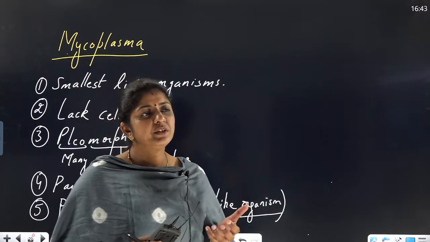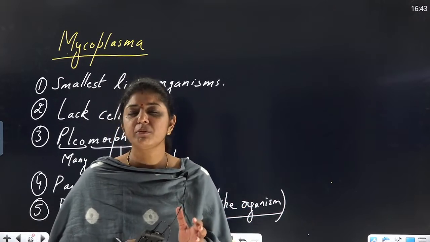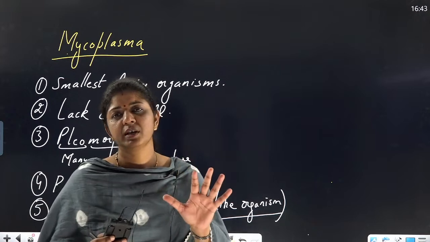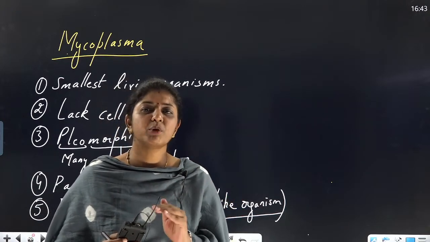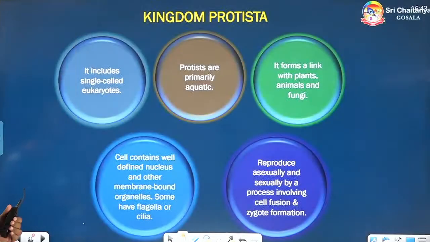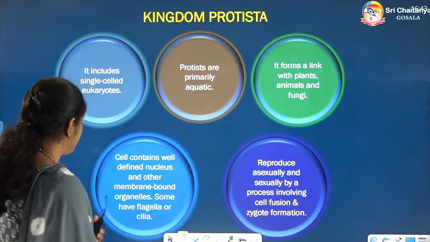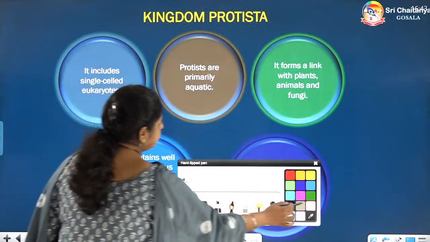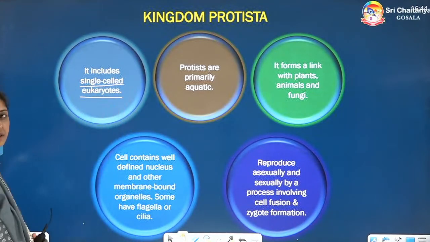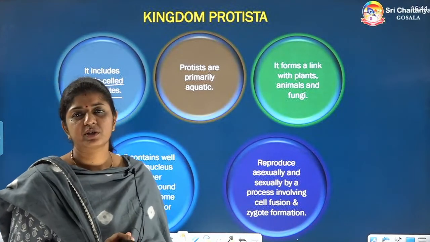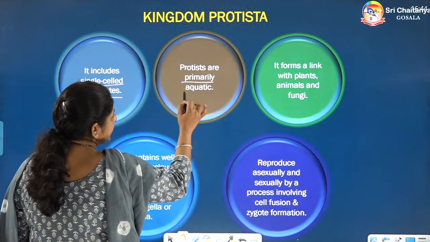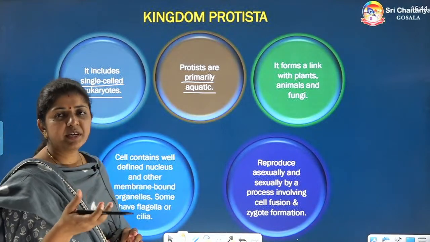So these are, in short, the features we have discussed for the kingdom Monera, according to the 5 kingdom classification. We have taken first the kingdom Monera. Second we are taking the Protista now. For the kingdom Protista, what will be the features? The first feature: they include all single celled eukaryotes. They are the first eukaryotes. And they originate primarily as aquatic, means in water they originate first.